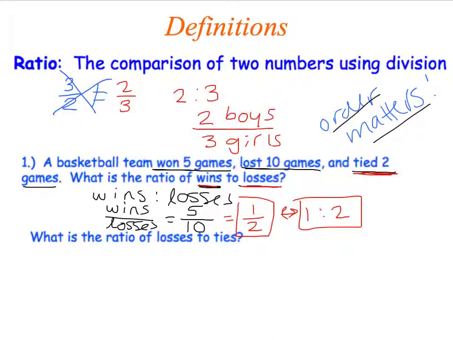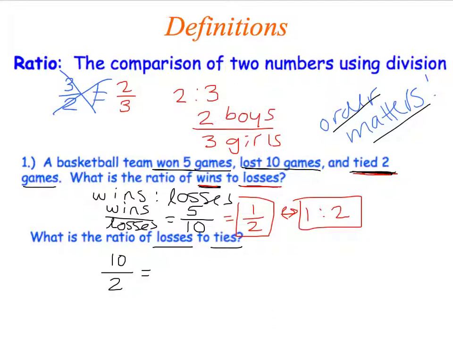Our next question asks us, what is the ratio of losses to ties? So remember, order matters, so we want to put our losses first, and we want to relate that to ties. So our losses were 10. We lost 10 games. And ties, we tied 2 games. So it's 10 to 2.